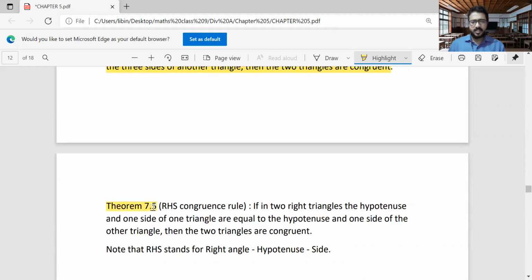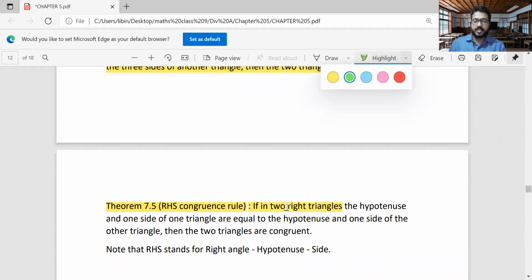You can say RHS congruence rule. This is slightly different from the other criteria for congruences. If in two right triangles, see the main difference here, two right triangles, the hypotenuse and one side of one triangle are equal to the hypotenuse and one side of the other triangle, then the two triangles are congruent.